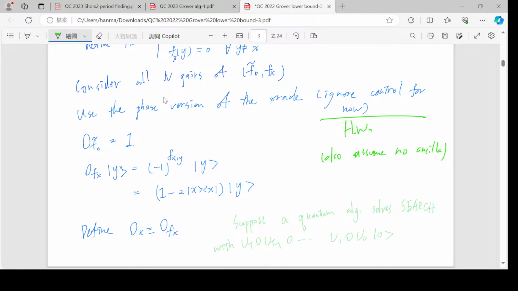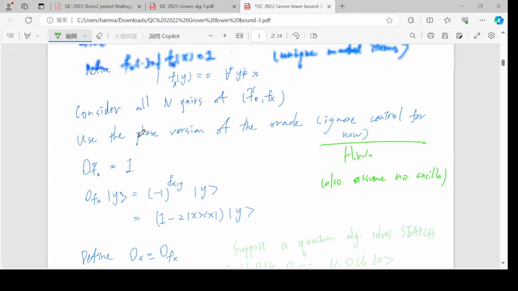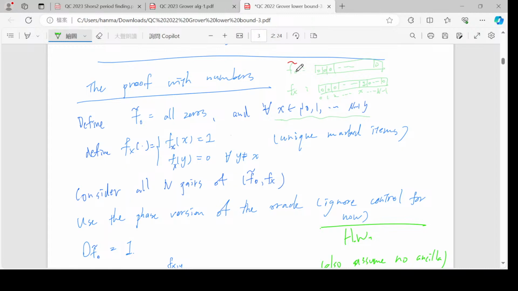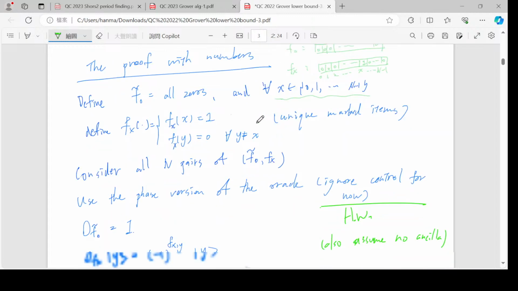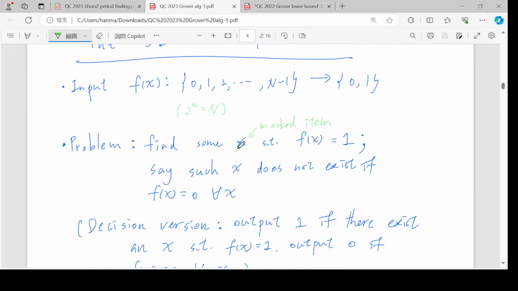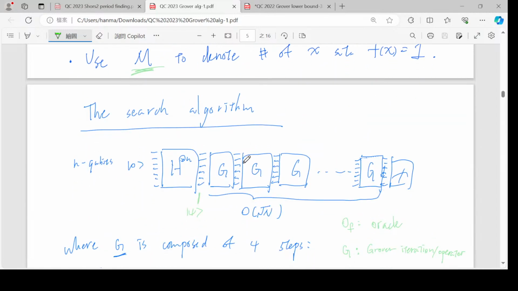Okay, so back to the proof. We have a phase version of our oracle. So what does the phase version of the oracle do? Let's think about the oracles related to f tilde 0 and the f sub x. The oracle for f tilde 0 will do nothing because there is no marked item. It's going to be the identity. So remember the first version of the oracle.